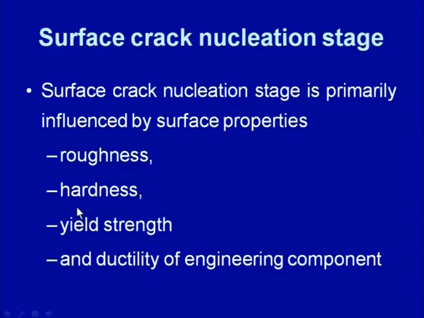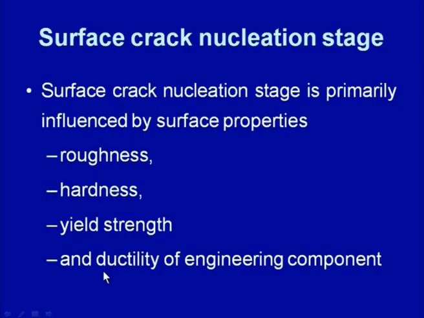In general, if the surface roughness is more, then due to the presence of higher peaks and deeper valleys, the nucleation of the crack will be easier as compared to the situation when the surface is smooth. Higher surface hardness and higher yield strength will reduce the micro level deformation by the slip, which will be discouraging the easy nucleation of the crack in stage 1. Similarly, low ductility reduces, and high ductility will be promoting, the micro level deformation by the slip, and thus it will be facilitating the nucleation stage.